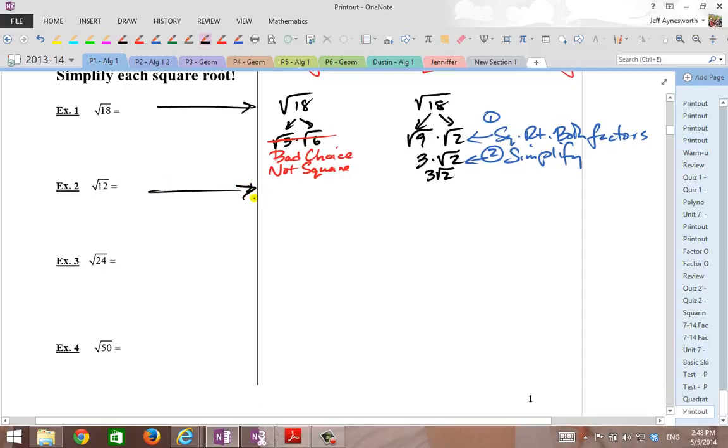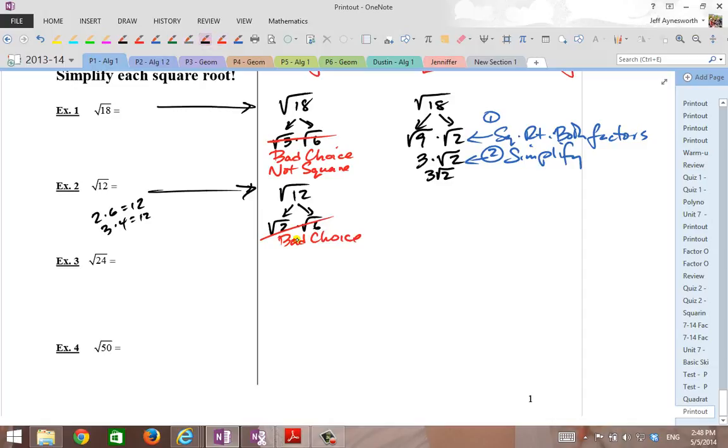All right, so let's get into it again. Let's take root 12, and let's analyze. Now, I know that 2 times 6 is 12. I know that 3 times 4 is 12. So let's take the square root of 2 times the square root of 6. But notice, 2 and 6 aren't squares. They're not on that list above there. So once again, this would be a bad choice of factors. You shouldn't choose 2 and 6 because they're not squares. You should choose the 3 times 4 because 4 is your square.